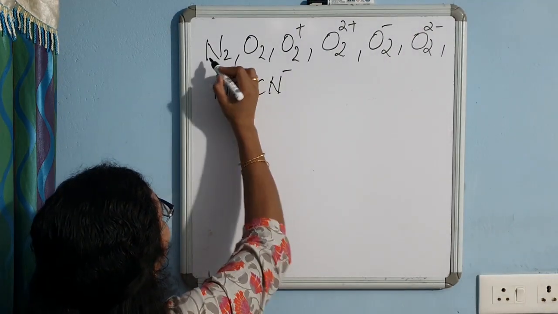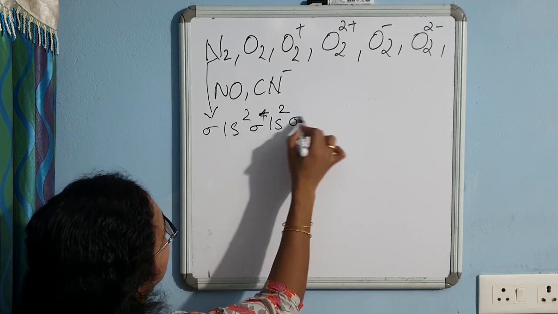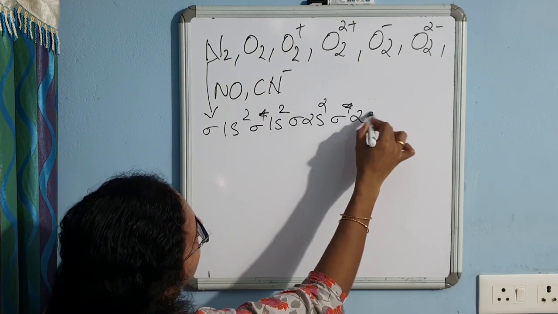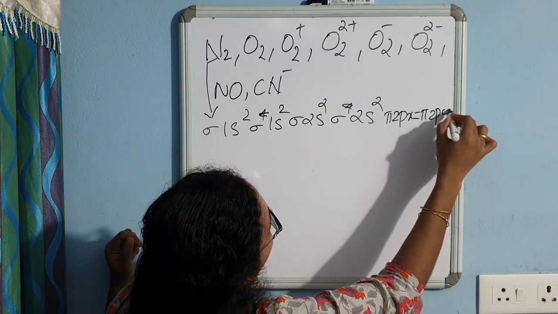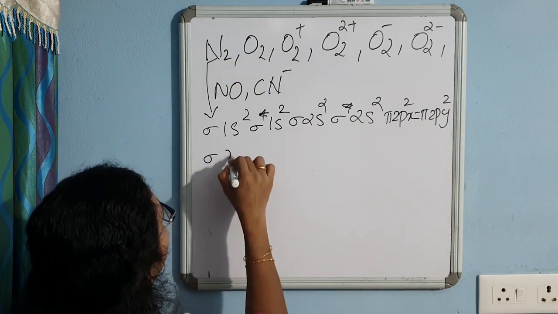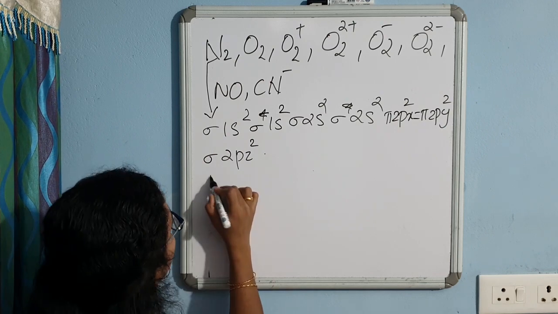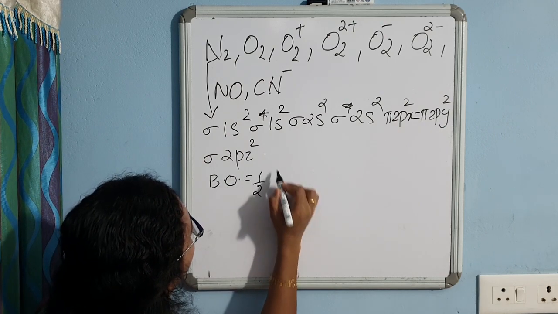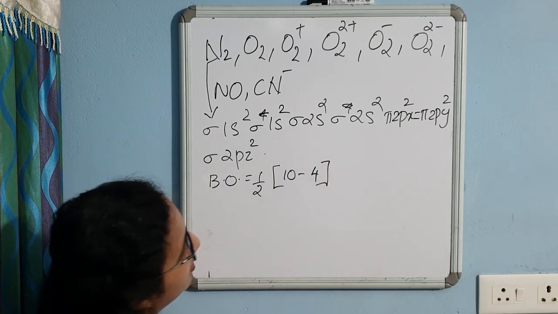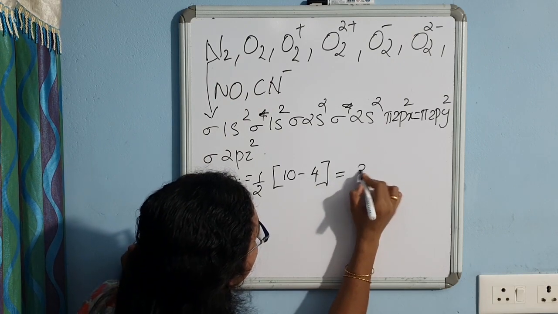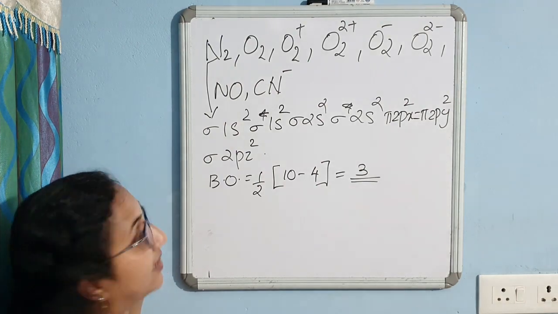vary. For the nitrogen molecule, we have seen the configuration sigma 1s2, sigma star 1s2, sigma 2s2, sigma star 2s2, pi 2px equal to pi 2py, 2 each. Then sigma 2pz2. This is the configuration for the nitrogen molecule and we know the bond order is half into the number of electrons in bonding, which comes out to be 10, and the number of electrons in anti-bonding is 4. So this results in a bond order of 3. So this is the case of the nitrogen molecule.